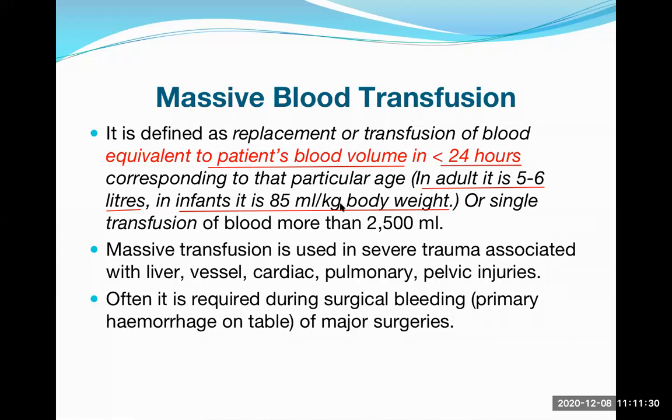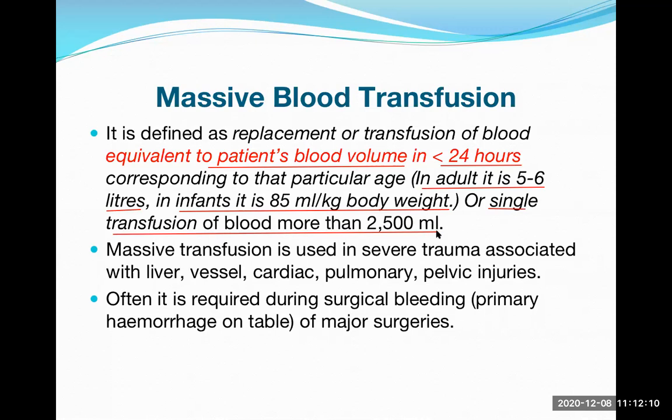Now, if I use a similar type of formula to calculate the blood volume in us, let's say this is a 50 kg person, and in the adult we say there is 8% blood inside the body. So let's say this is 80 ml per kg. So 4 liters is the answer. So we have certain guidelines on how much blood is there inside the body. If a single blood transfusion is more than 2,500 ml, then we also call it massive blood transfusion.